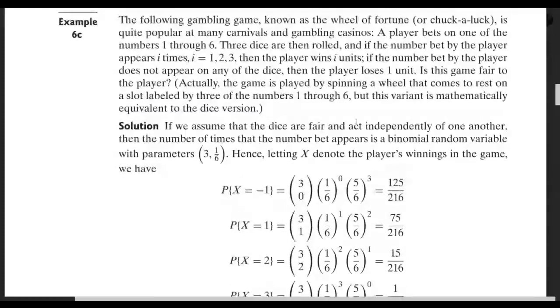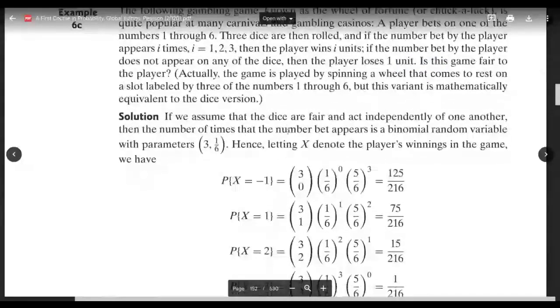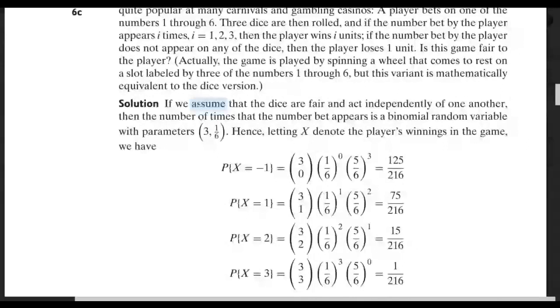Let's see now, solution. So what was the question? The question is, is this game fair to play? Okay, all right. So we assume that the dice are fair and act independently of one another. Then the number of times that the number bet appears is a binomial random variable with parameters 3 dice, and the probability the number comes out is 1 of 6. Hence, letting X denote the player's winnings in the game, losing the game, X equals -1.